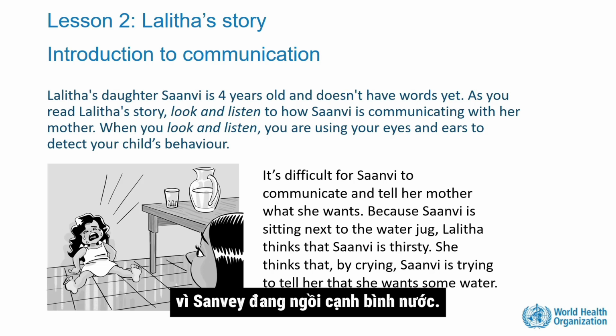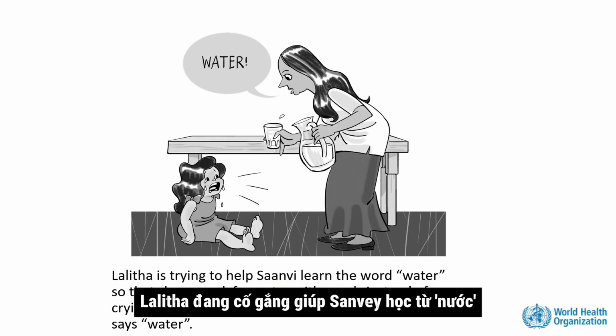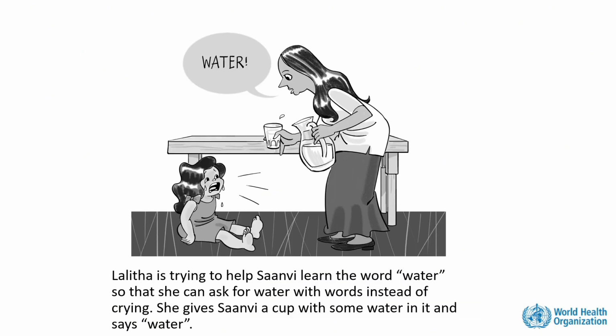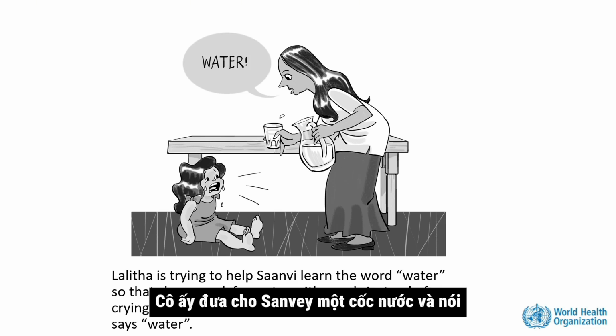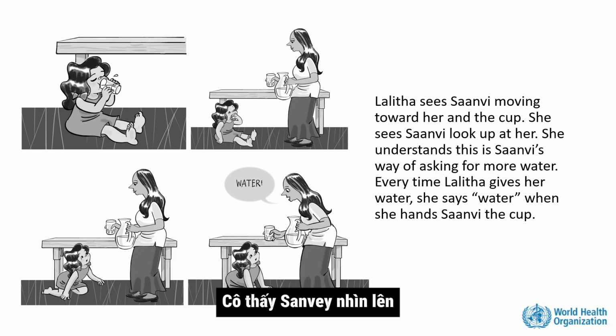Because Sanvi is sitting next to the water jug, Lalitha thinks that Sanvi is thirsty. She thinks that, by crying, Sanvi is trying to tell her that she wants some water. Lalitha is trying to help Sanvi learn the word water so that she can ask for water with words instead of crying. She gives Sanvi a cup with some water in it and says, "Water." Lalitha sees Sanvi moving toward her and the cup. She sees Sanvi look up at her. She understands this is Sanvi's way of asking for more water.